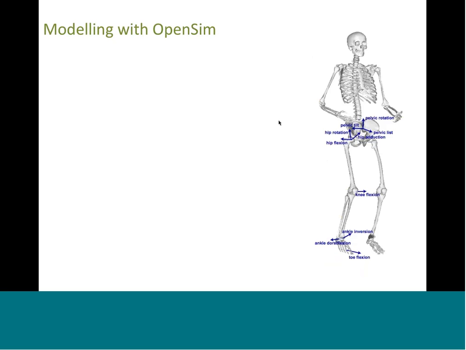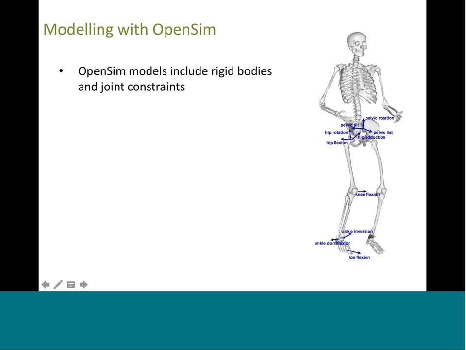To summarize what we've discussed so far, OpenSim models include rigid bodies and joint constraints. This figure is an example of an OpenSim model, and in addition to showing the different rigid bodies, we also visualize the various joints that connect them, such as pelvis tilt, pelvis rotation, hip flexion, knee flexion. As I mentioned, the joints will have rotational constraints in addition to translational constraints. For example, we represent the motion of the tibia with respect to the femur using only 1 degree of freedom, knee flexion.